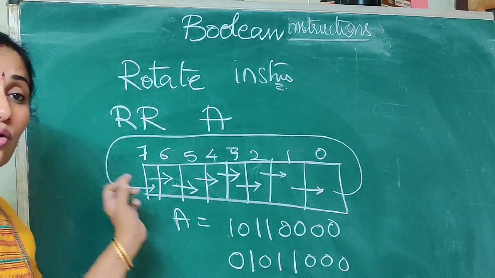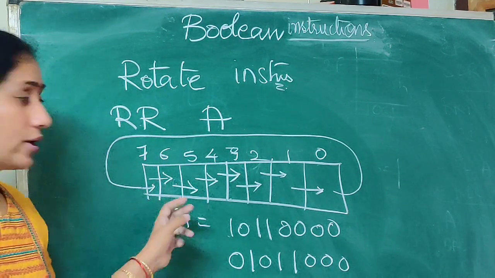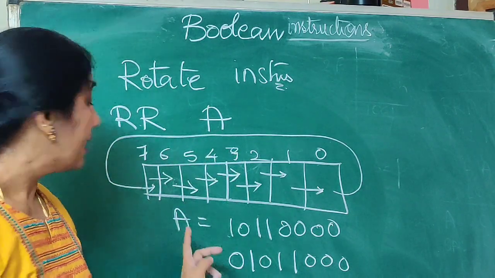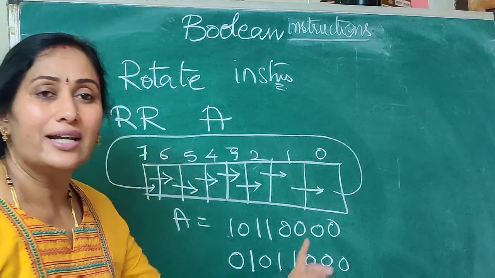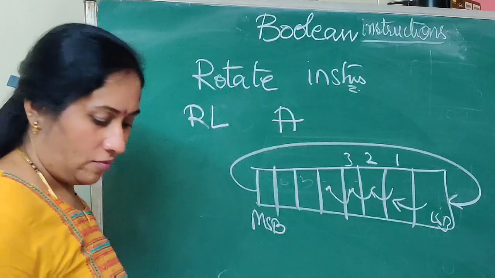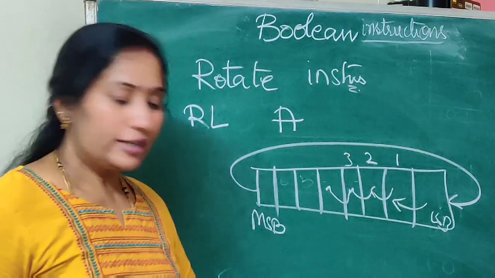Once when I rotate the contents of the accumulator, then what's going to happen? Permanently the contents of the accumulator is going to get changed. Fine. This is going to be the rotate right. We'll move on to the next one.